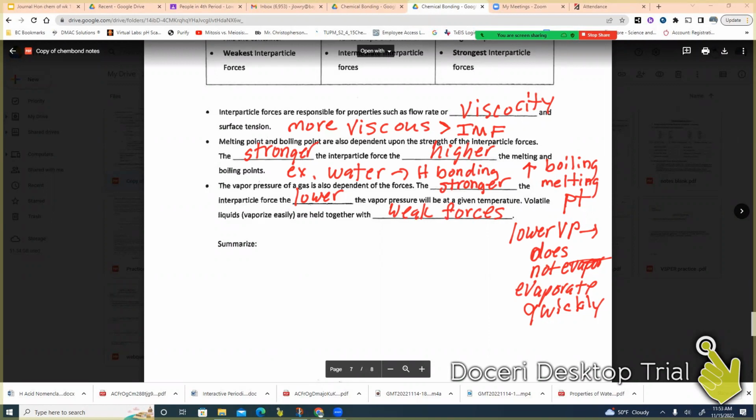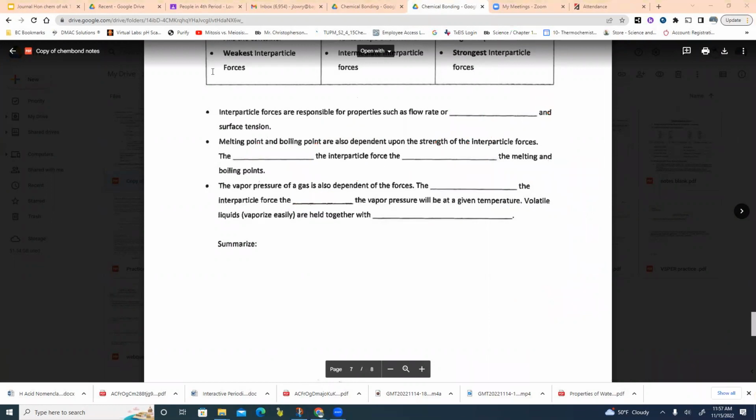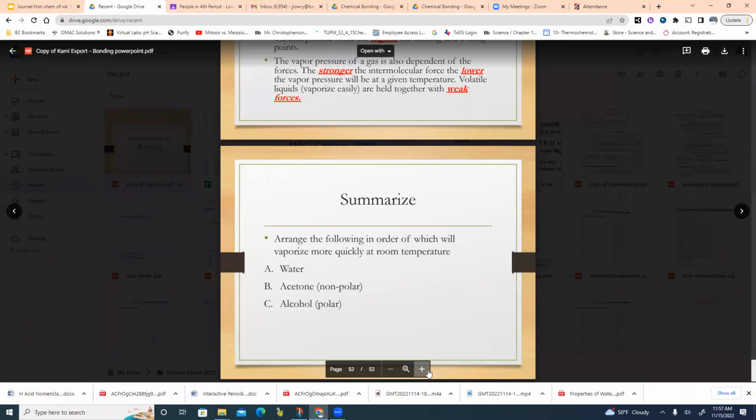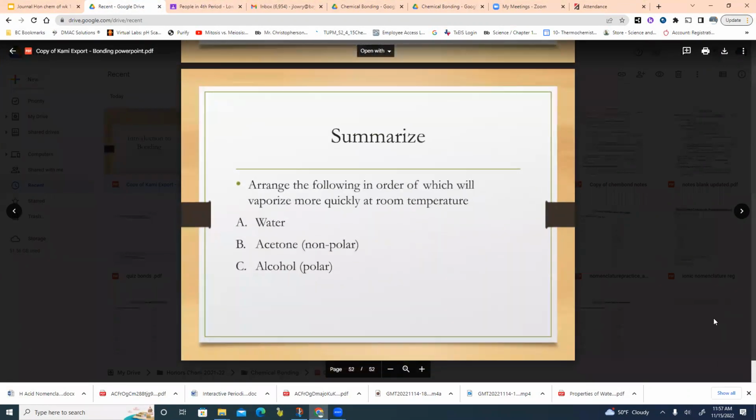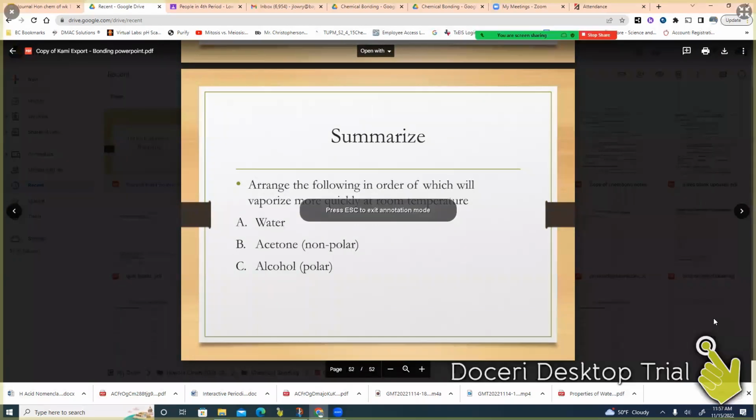All right, so I'm going to show you just a question so you can kind of see how you might see these on the test. So usually questions about intermolecular forces are going to relate to one of the characteristics, like maybe boiling point, freezing point, vapor pressure, something like that. So if we look at these three, and we know water has hydrogen bonding, what kind of bonding is acetone going to have?